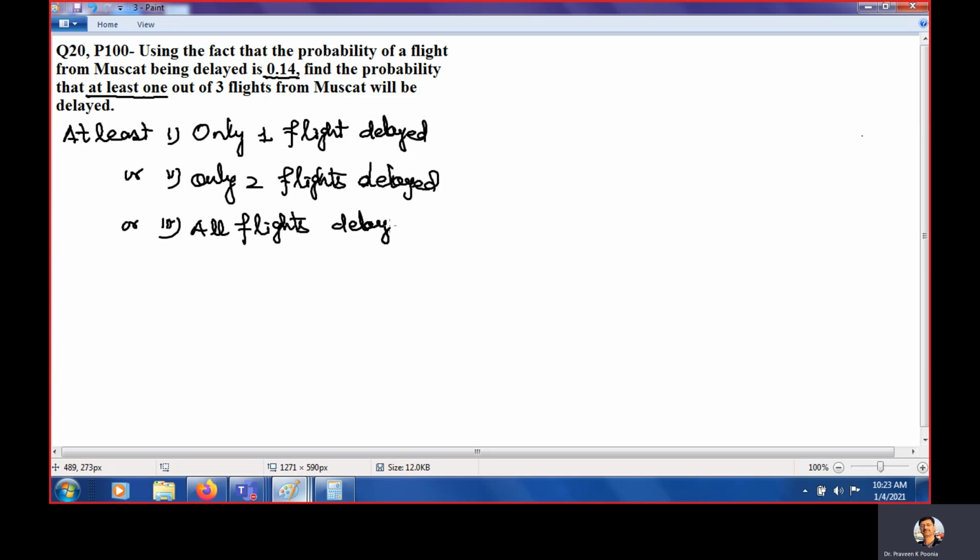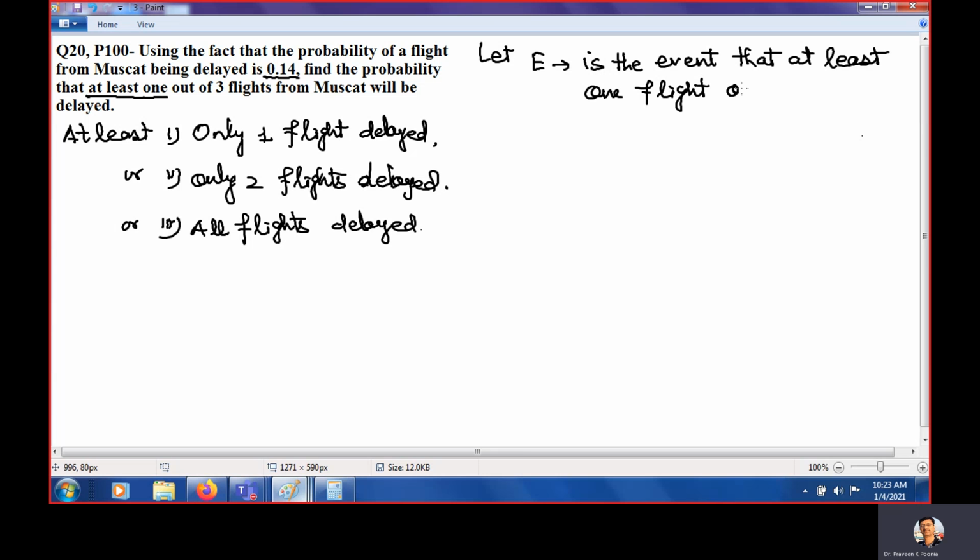Flights delayed. So this type of problems we are going to solve again with the help of complement. Clear? So how we will do it? Let E be the event that at least one flight out of three is delayed.